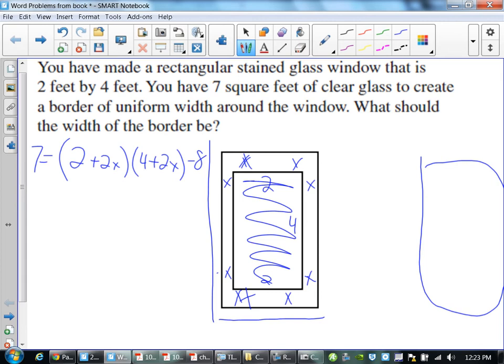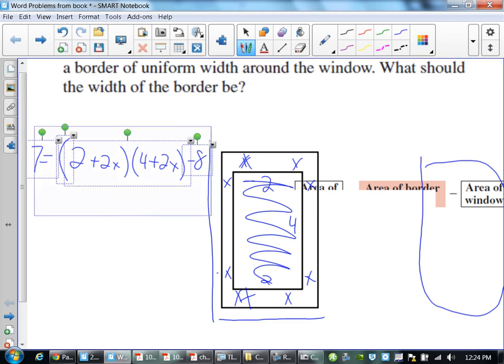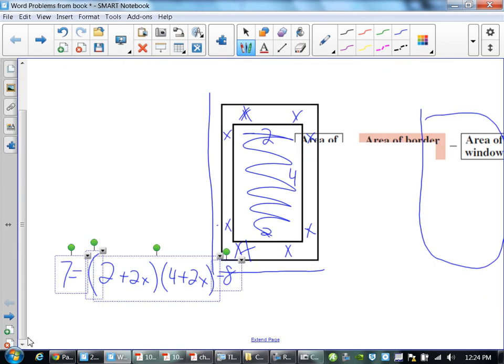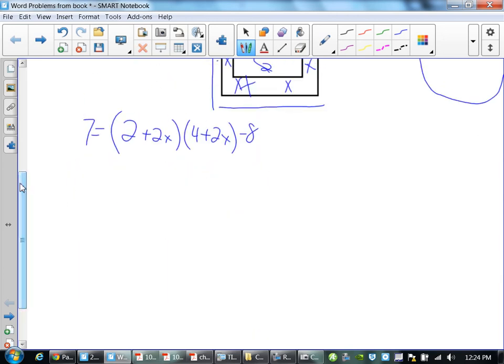Okay. So what we wind up with here is a FOIL, combine like terms, set equal to 0. So if I FOIL that out, do you mind if I just move the algebra part? Just get this piece. I'll move this down so I have room to work. Are we okay if I move the picture out of the way for right now? FOIL it out. We get 7 equals 8 plus 4x plus 6x, so you get plus 10x.